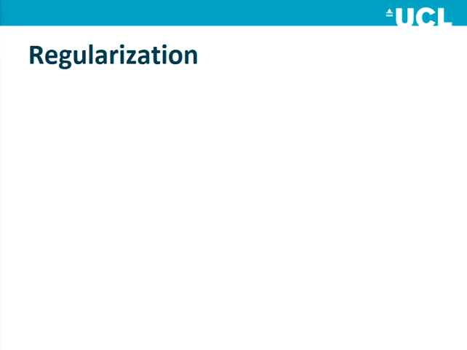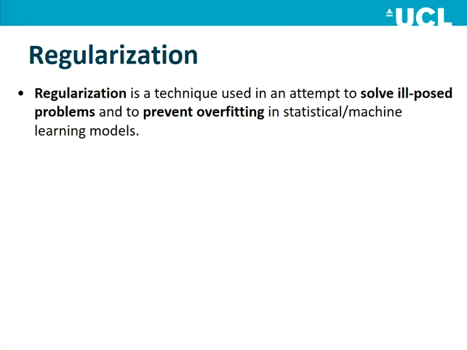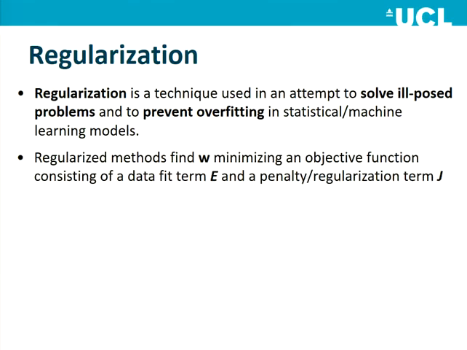Regularization is not only used in machine learning, but is a technique that we use to try to solve ill-conditioned or ill-posed problems and prevent overfitting in statistics and machine learning. The basic idea is that we are trying to find this W, the predictive function, but there is no unique solution. So what we do is that we add some additional constraints to our problem to make it unique. So basically, for regularized models, we find this W by minimizing an objective function that consists of a data fit term, E, and a regularization term.